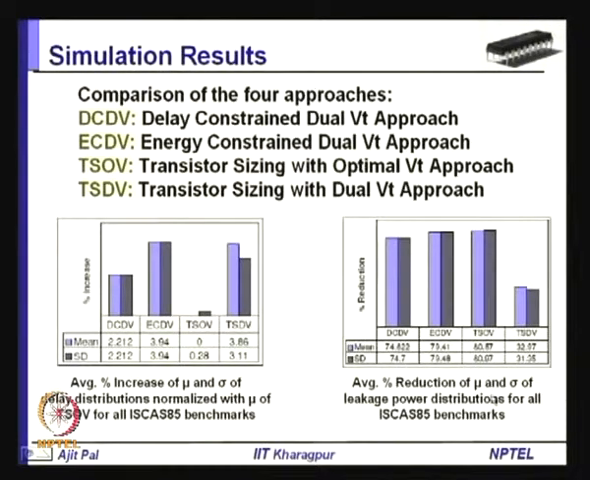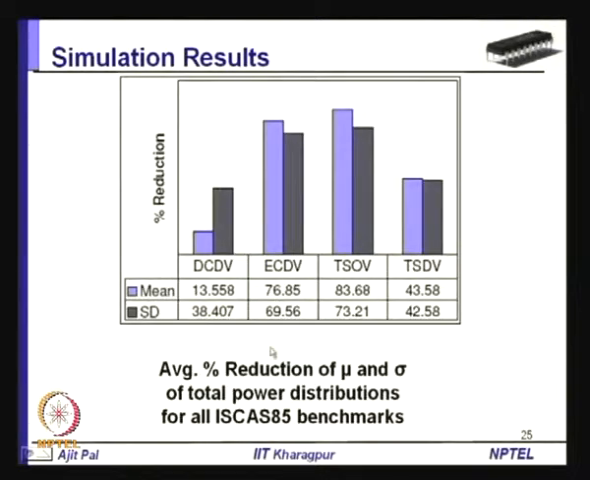Similarly, the average reduction in the mu and sigma of the leakage power distribution for all the benchmarks is shown. We find that the maximum reduction occurs in the case of the third approach, which has been proposed. And here is the average percentage reduction of mu and sigma for the total power distribution, and here also the maximum reduction occurs for this approach, 83.68 and 73.21. Mu is the mean and sigma is the standard deviation.